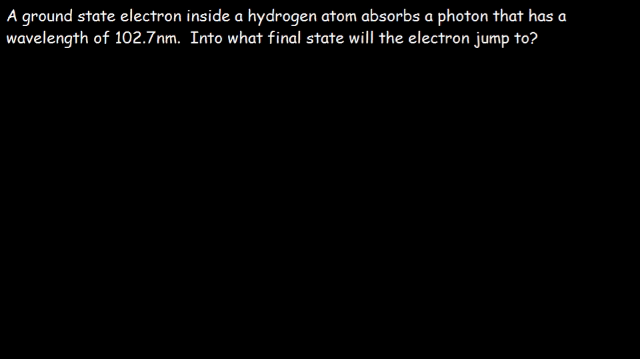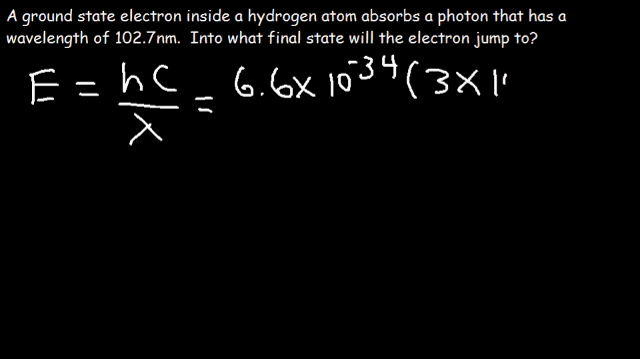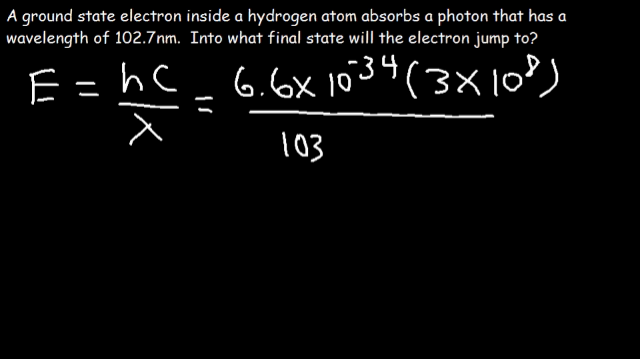So, we need to use the wavelength to calculate the energy of the photon. Once we have the energy, we can use that to find the energy level that the electron is going to jump into. So let's use this equation so that we can find the energy directly from wavelength. Planck's constant is 6.6 times 10 to the negative 34. The speed of light is 3 times 10 to the 8. And the wavelength is 102.7, but let's round that to 103, which is going to be times 10 to the negative 9. And that's meters. Keep in mind, 1 nanometer is 10 to the minus 9 meters.